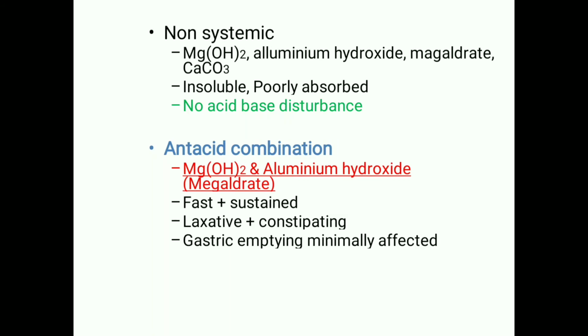And gastric emptying is least affected when we give them in combination, because magnesium salts increase the motility of the intestine and also fasten the gastric emptying. But aluminum hydroxide delays the gastric emptying and decreases gastric as well as intestinal motility. So when we give them in combination, these two effects counter each other. And again, when we give two drugs in combination, their individual doses are decreased and therefore the risk of toxicity is also decreased.